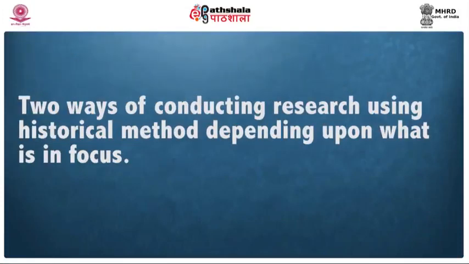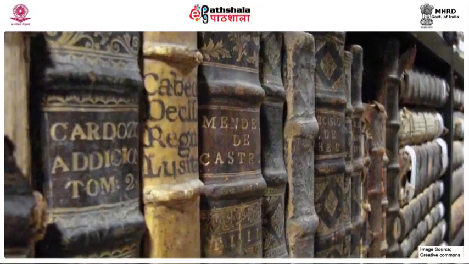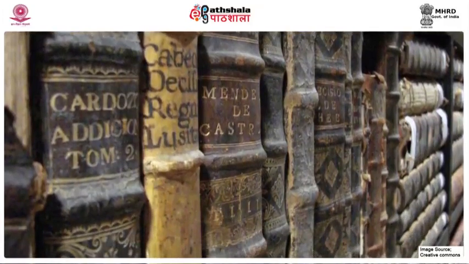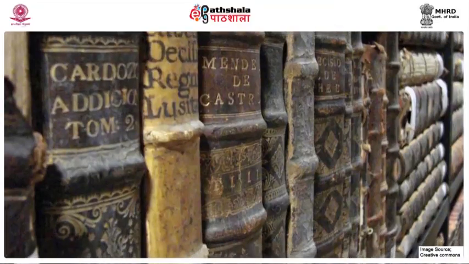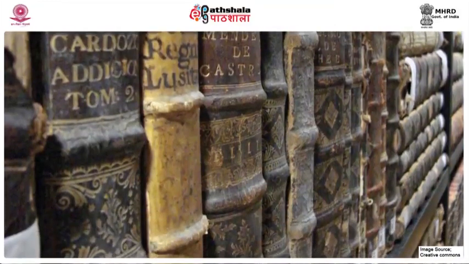Thus, there are two ways of conducting research using historical method depending upon what is in focus. Narrower the focus is a microhistory research and broader focus is a macrohistory research. As mentioned earlier, historical research utilizes various sources for the collection of data, archival resources to collect data. Now, what are these sources will be discussed in the following section.